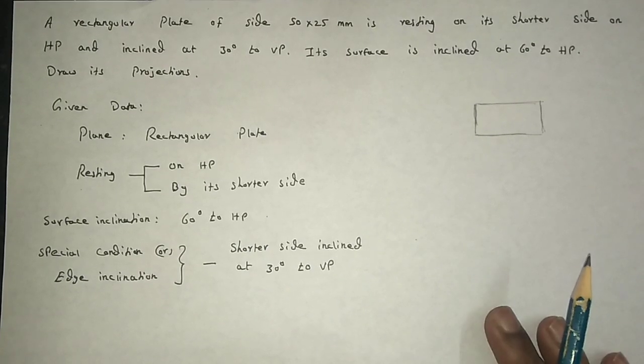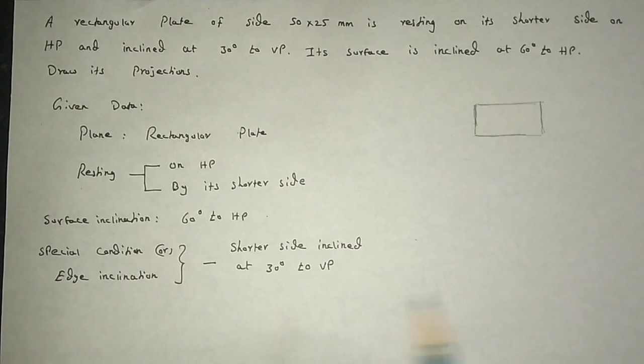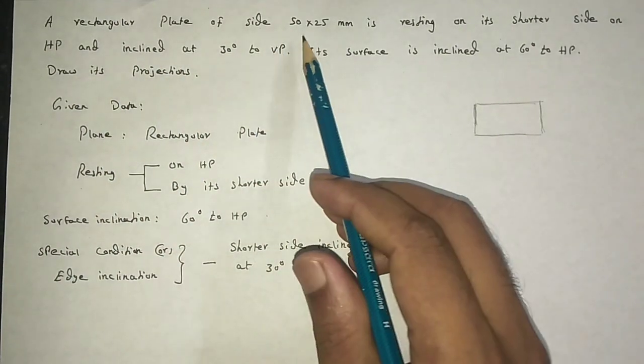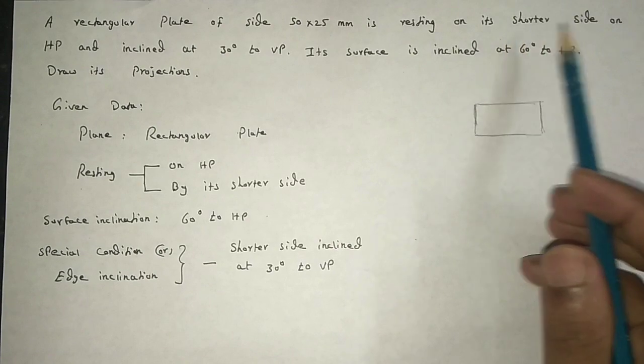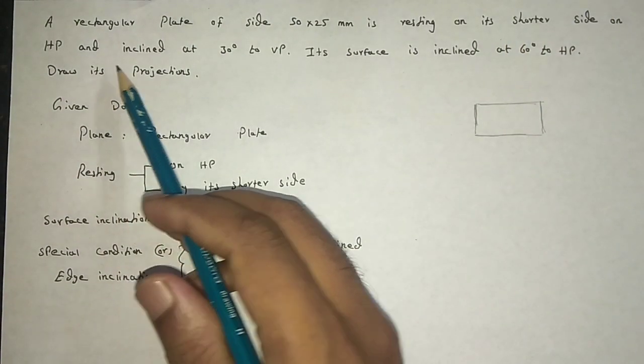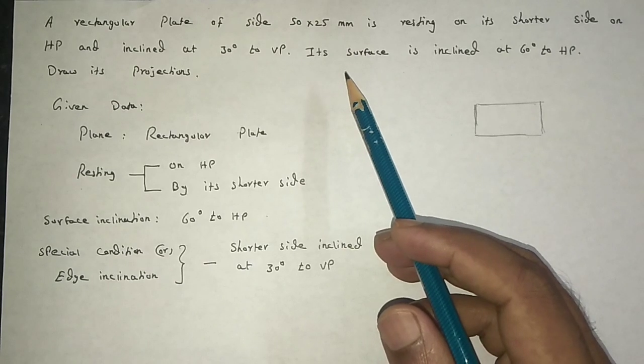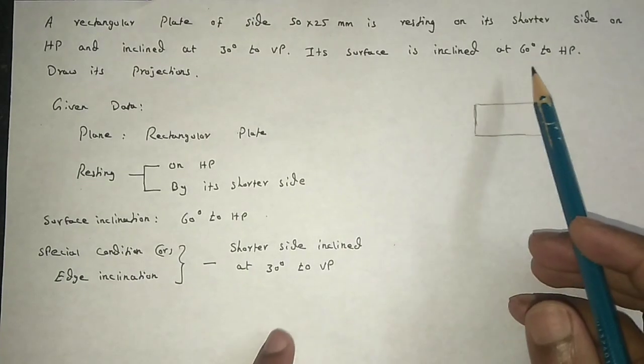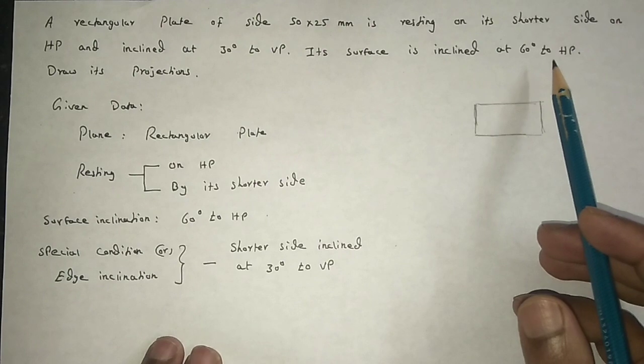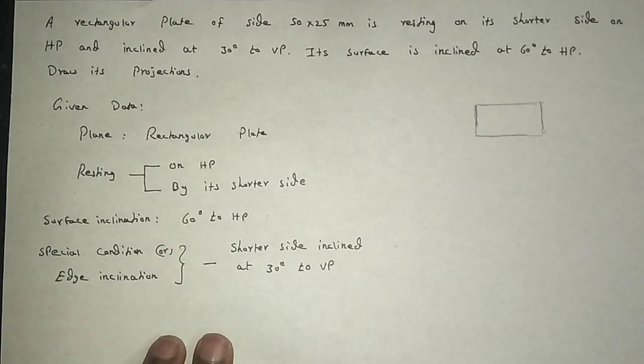In this video, I am going to explain how to draw projection of a rectangular plane. The question is a rectangular plate of side 50 cross 25 mm is resting on its shorter side on HP and inclined at 30 degree to VP. Its surface is inclined at 60 degree to HP. Draw its projection. So first read the problem and write the given data.